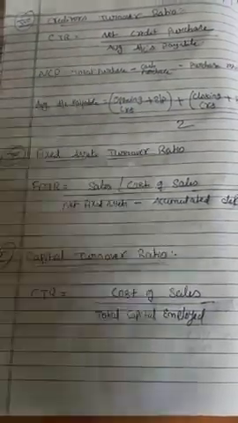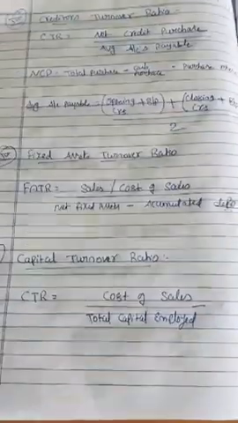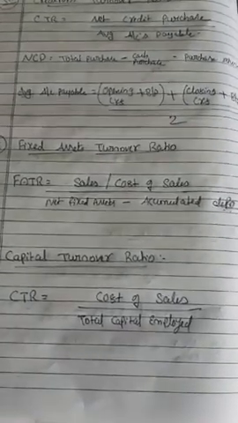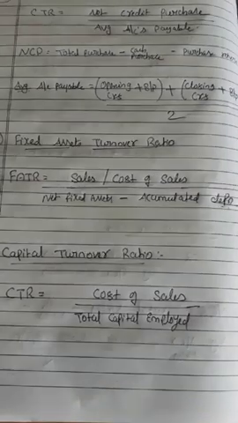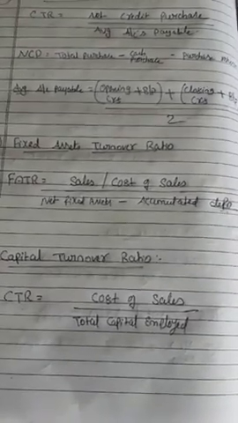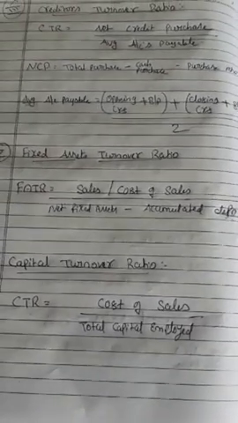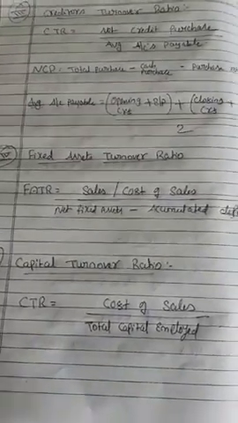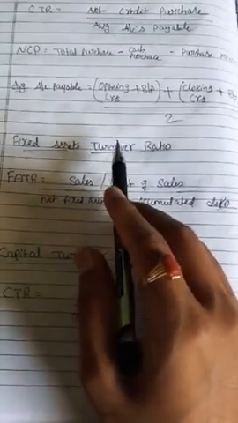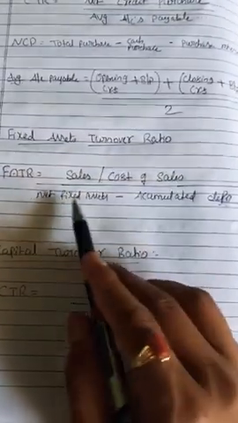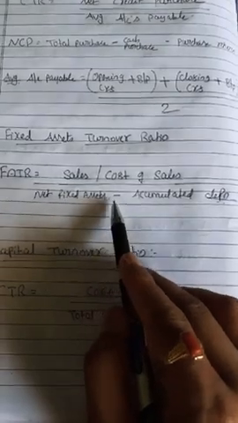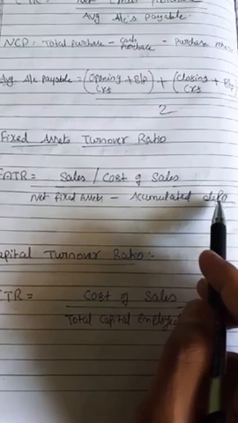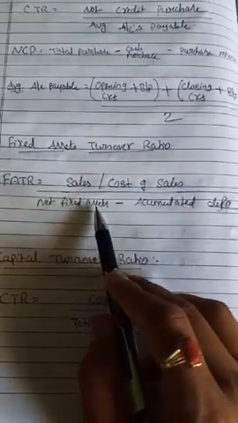Next, the fourth one, fixed assets turnover ratio, where it indicates the efficiency with which the firm is utilizing its fixed assets such as plant, machinery, land and building, and so on. How efficiently we are utilizing it. So for that, the formula states sales or cost of sales divided by net fixed assets minus accumulated depreciation. If there is any accumulated depreciation, we are going to minus that along with your net fixed assets.